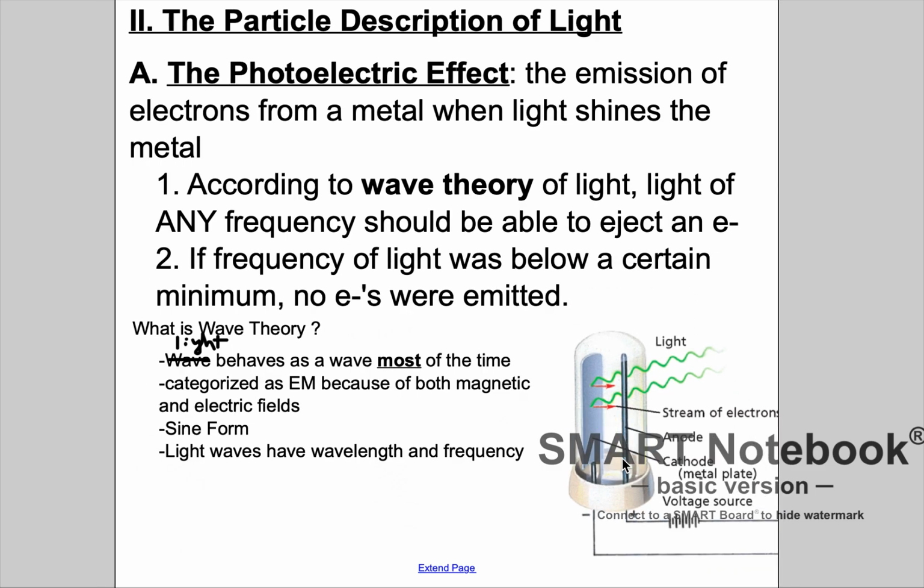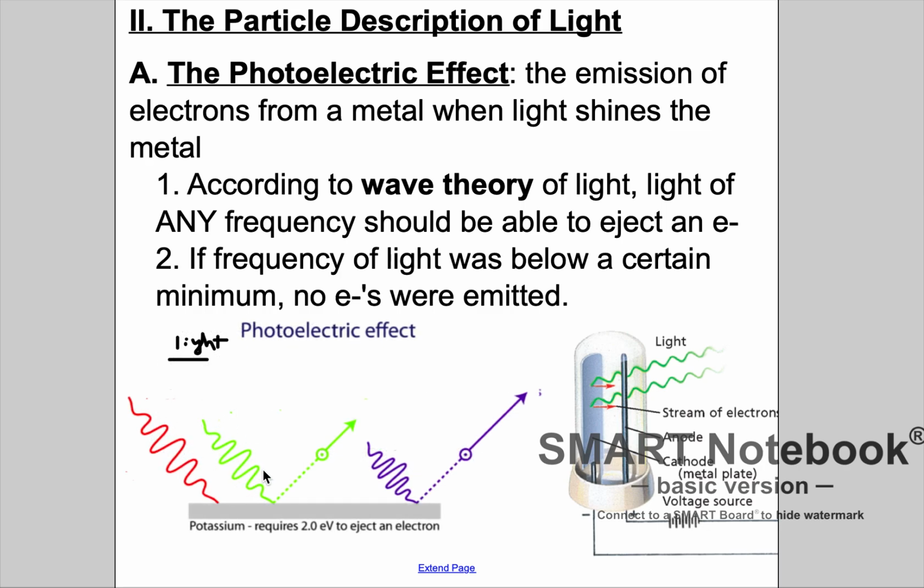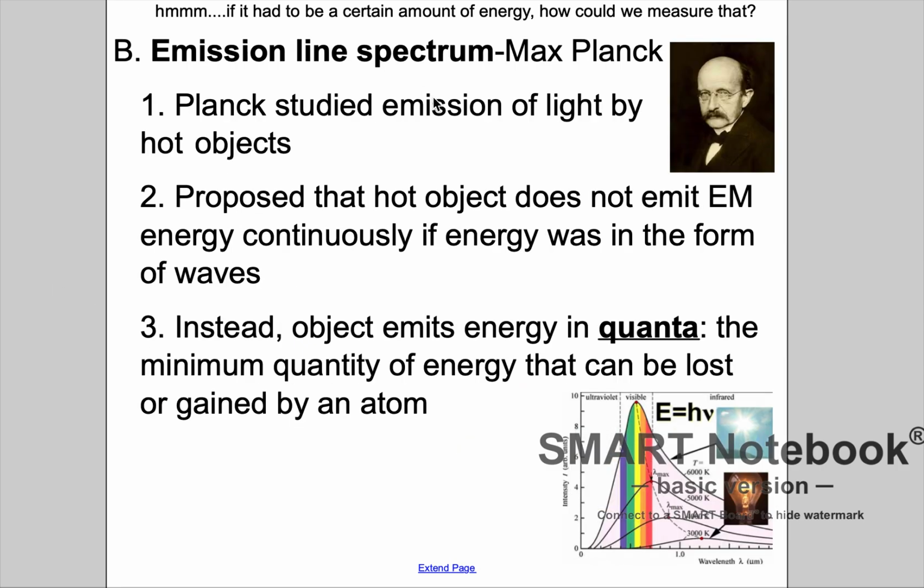Now, they noticed that if the frequency of light was below a certain minimum, no electrons were emitted at all. What they were trying to do is take different frequencies of light and make them hit this piece of metal and figure out which frequencies do emit electrons. And they noticed that red light does not. That's the lowest. Green light, some, blue light, a lot. That's because blue light has a shorter wavelength and higher frequency, and green is kind of in the middle. Roy G. Biv.